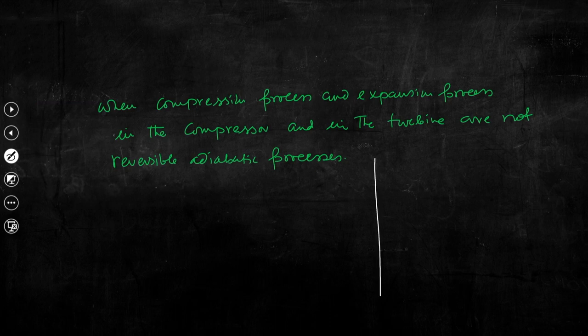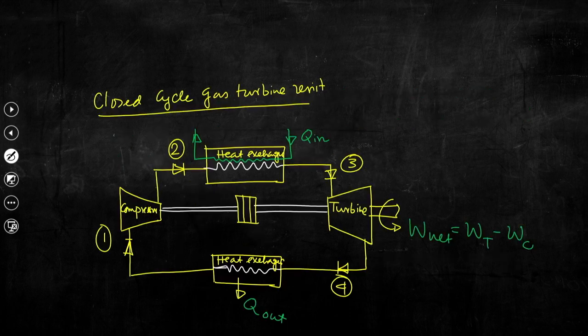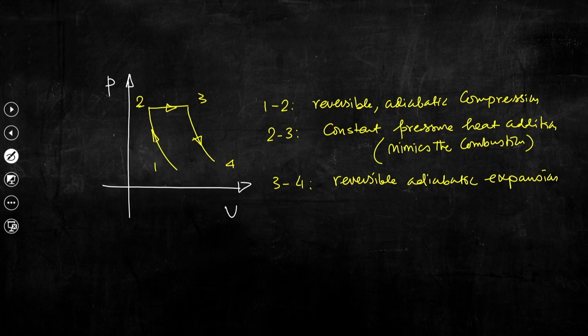So, what we can do? We can again map the processes in another plane, that is the TS plane, and we also can map the processes in the PV plane. As I said, for the open cycle gas turbine unit, this is 3, this is 2, this is 1, this is 4. So, this 4 to 1 process is a new process for this closed cycle gas turbine unit, because if we try to recall the PV diagram for the open cycle gas turbine unit, we can see that these 2 points are not connected, because there is no process.